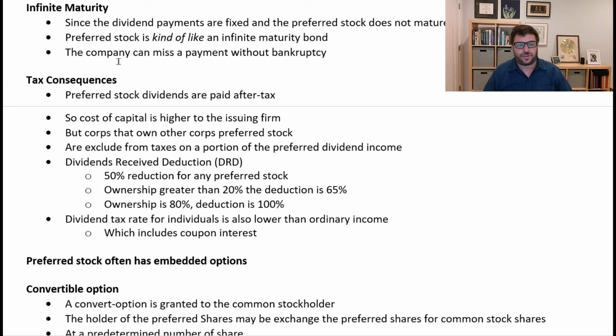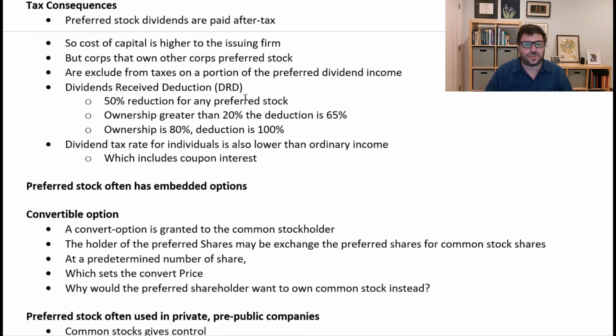Preferred stock is infinite maturity. So since the dividend payments are fixed and the preferred stock does not mature, it's kind of like an infinite maturity bond. The difference, of course, between preferred stock and debt is that if a corporation misses a debt payment, it's bankrupt, and corporations can miss preferred payments without bankruptcy.